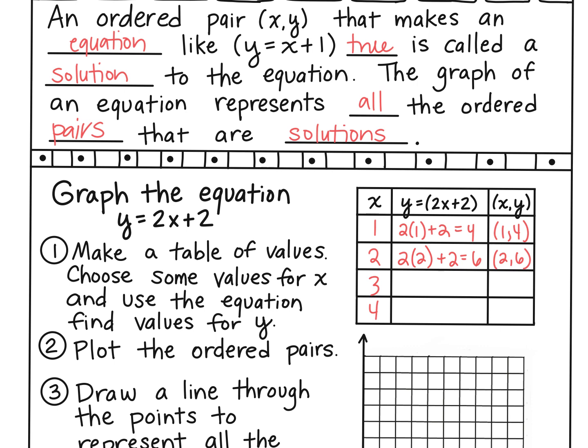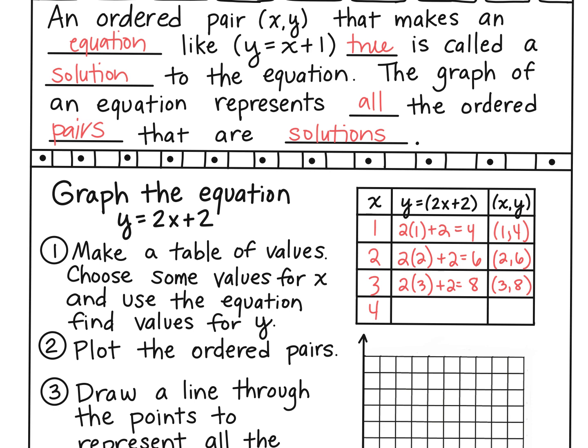Okay. The next one, 2 times x will be 3 plus 2. So what's 2 times 3? 6 plus 2 is 8. So when x is 3, y is 8.